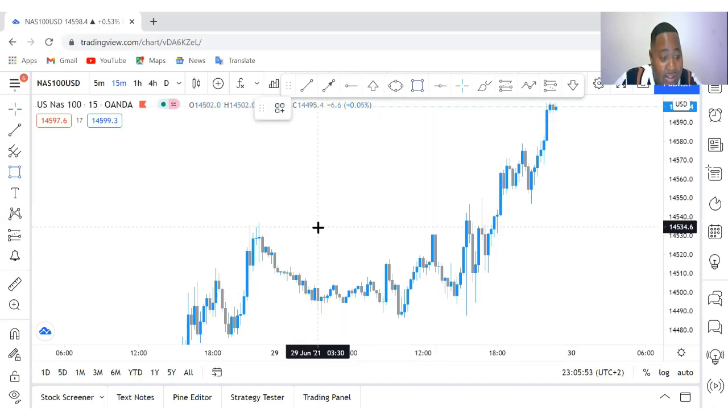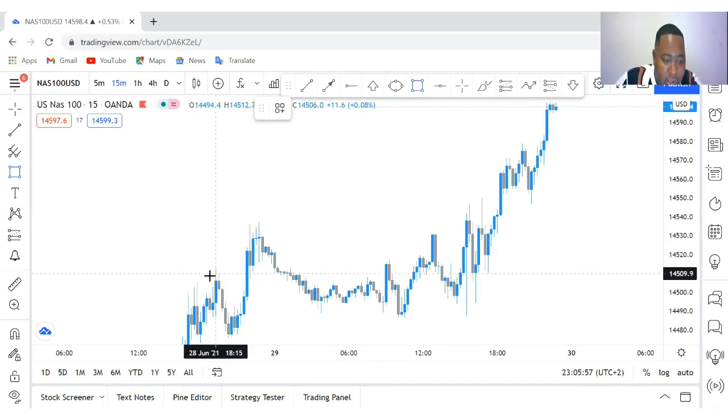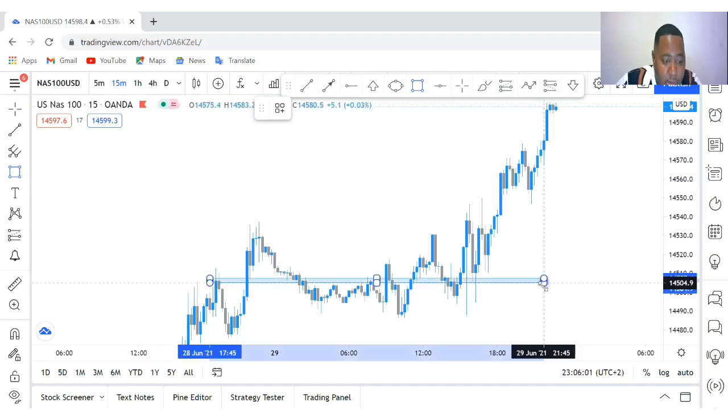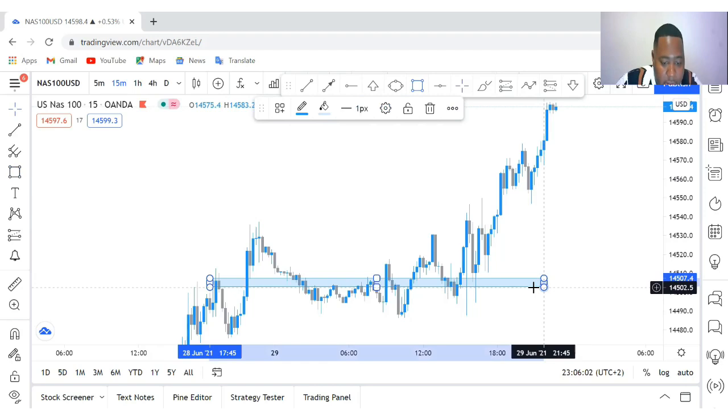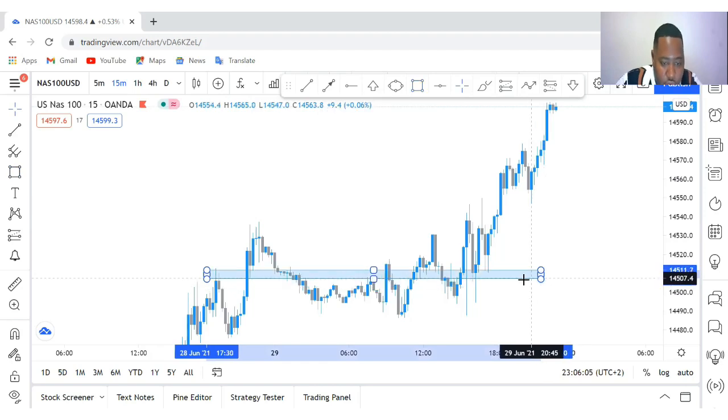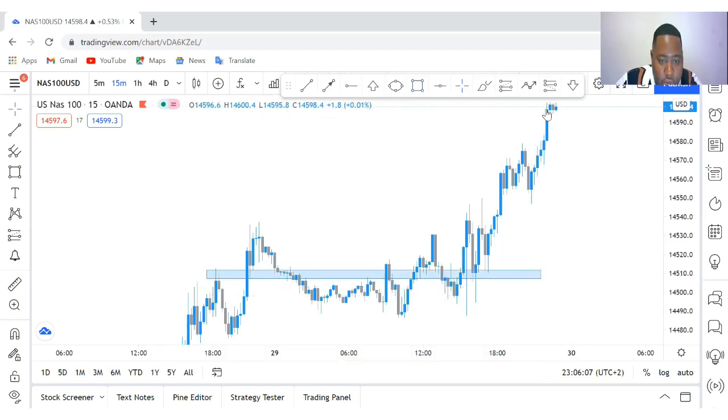I trade break and retest, and I trade continuations in the market. So we can definitely identify that there was a high in the market. There was a high in the market. Let me just take it a bit up to show you. I'll just point it out. This was a higher high that the market had created before.